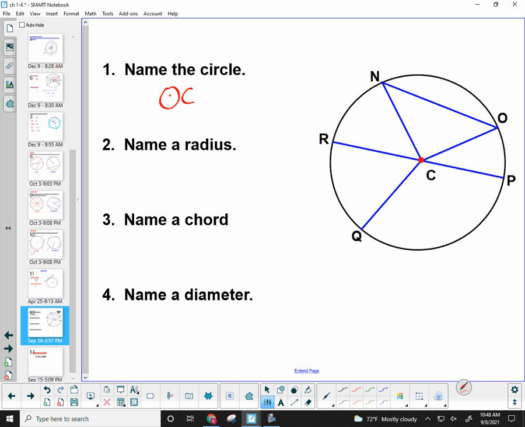RC, good. How about radius? Give me a radius. RC, or it could be CR, right? The order does not matter. Second, what else? CN, CQ, CP, and CO. All of those are radii.